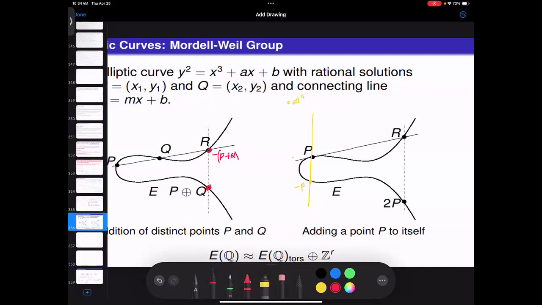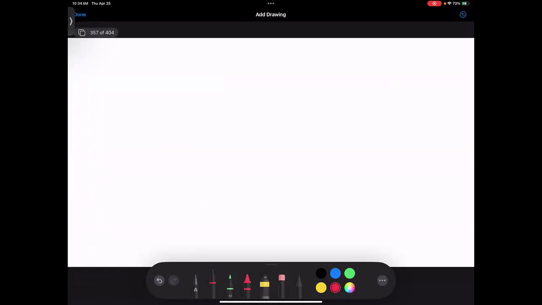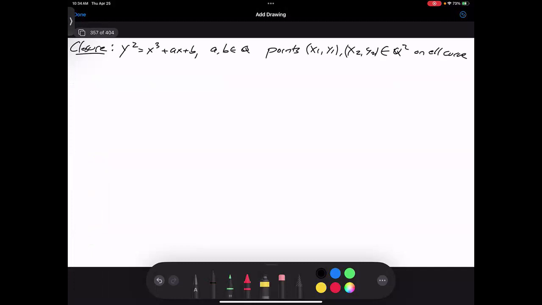All right, let's now prove that we have closure. Okay, so closure. So we have y squared is x cubed plus ax plus b. A and b are rational. And we have points (x1, y1), (x2, y2) with rational coordinates on the elliptic curve.